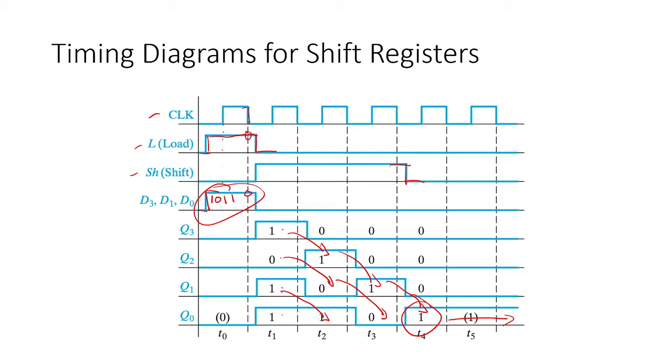So a lot of times what you'll see is, you might have 64-bit values. So what happens is those values get loaded in parallel into a shift register, and then they get pushed out one at a time.